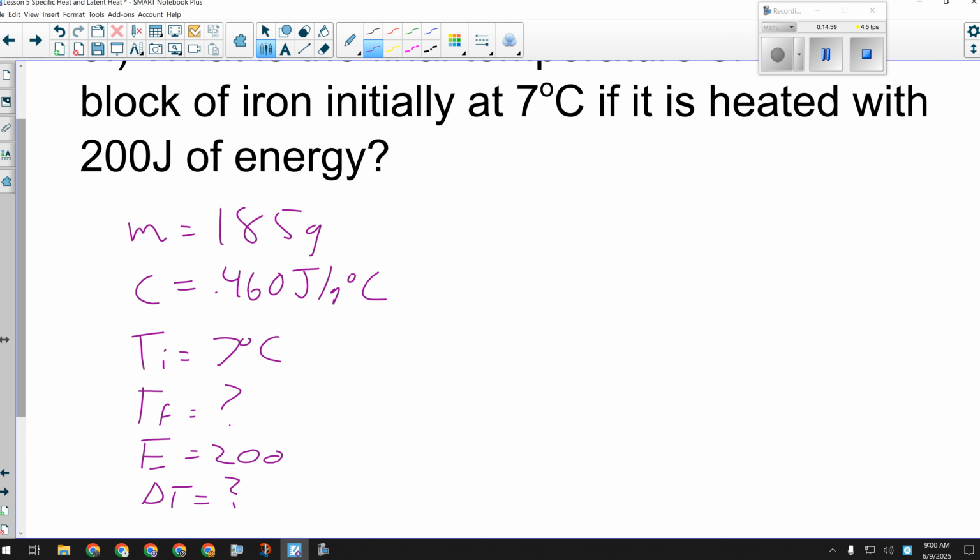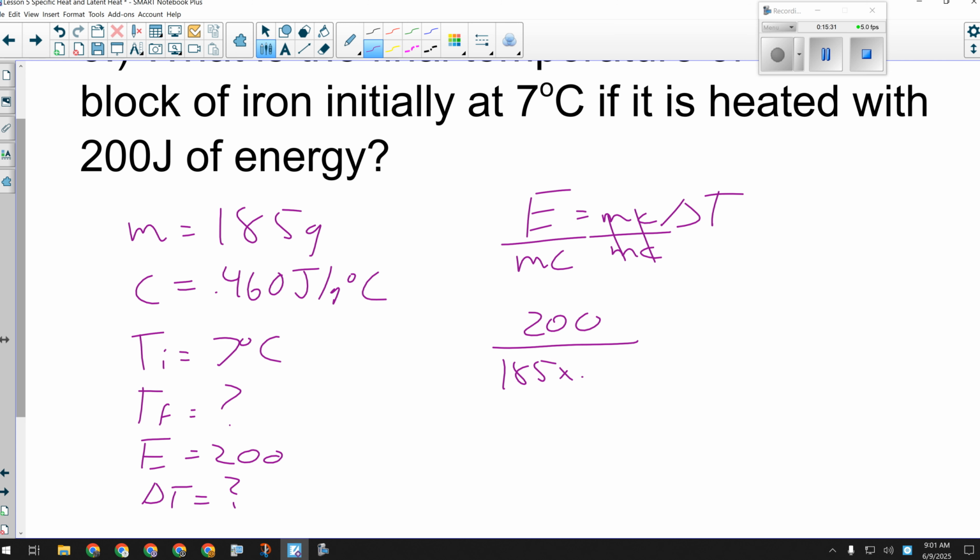That's all that formula solves for, is change in temperature. But if I know the change and I know what it started at, I just have to add those two numbers together and I've got my final. That's the extra step, adding the change to the initial and getting the final. So E equals m times c times delta T. We want to solve for delta T, so we'll divide both sides by m times c. That'll be 200 joules divided by 185 times 0.46. That'll give us the change in temperature.